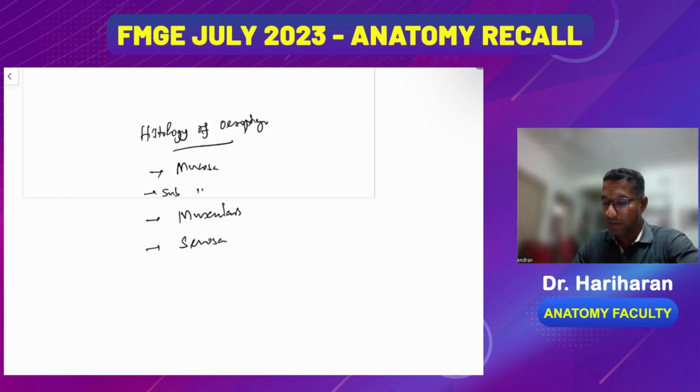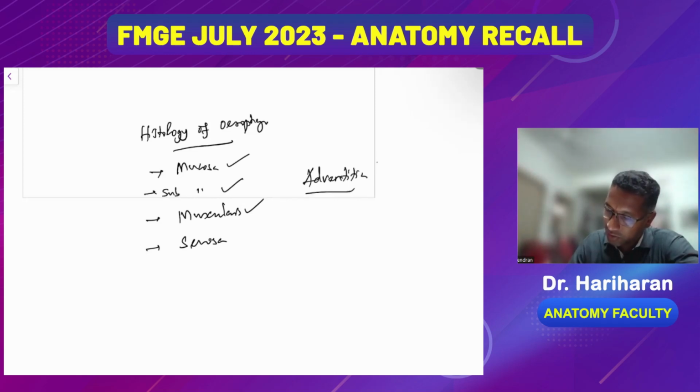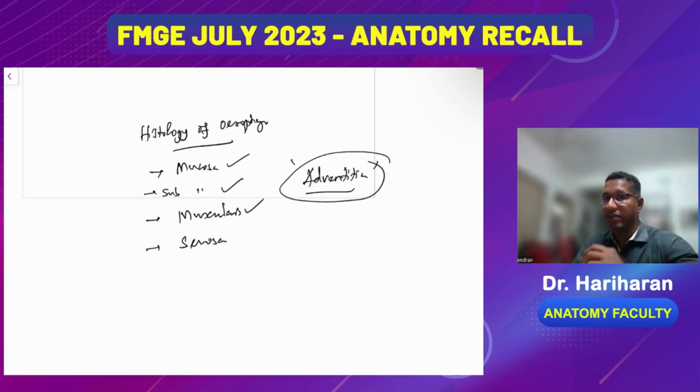Now they are asking which layer is missing in the esophagus. In the esophagus, mucosa can be seen, submucosa can be seen, and muscularis can be seen. Since most of the esophagus runs in the thoracic region, the outermost coat is not serosa; instead it is adventitia. So the fourth layer of the esophagus is adventitia, and that is the missing layer. If they ask which layer is missing in the histological picture of the esophagus, then the option is serosa.